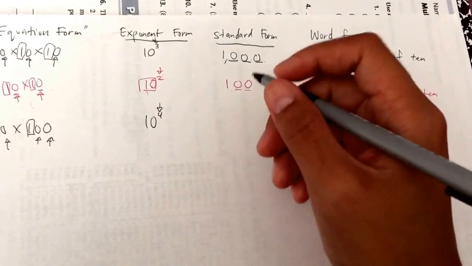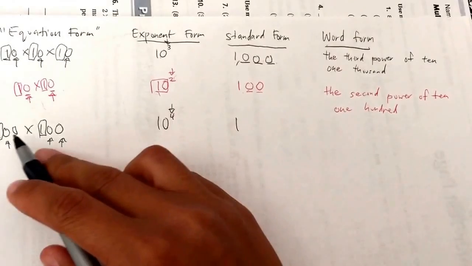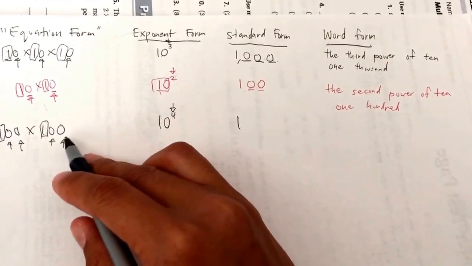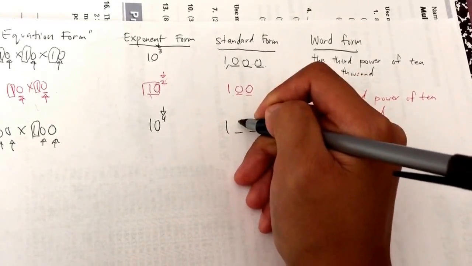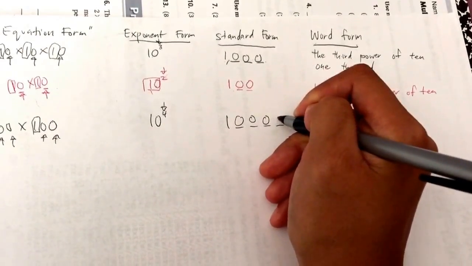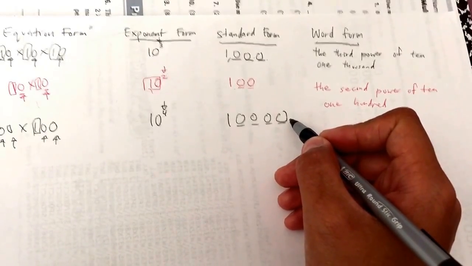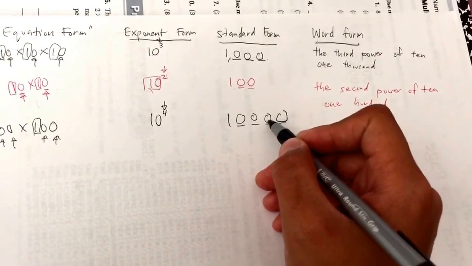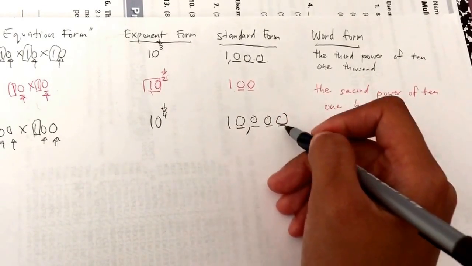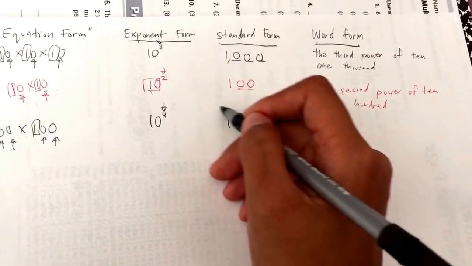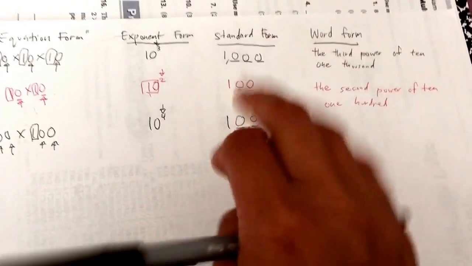If we're doing the standard form, 1 times 1 is 1, and we're going to add 1, 2, 3, 4 zeros. To do our comma, we start on the right side and we count 3, because every 3 is a new period. 1s, 10s, 100s. 1, 2, 3, comma. So here's the 1s period, and here's the 1000s period. 1, 2, and since we don't have a third number, that's our number.